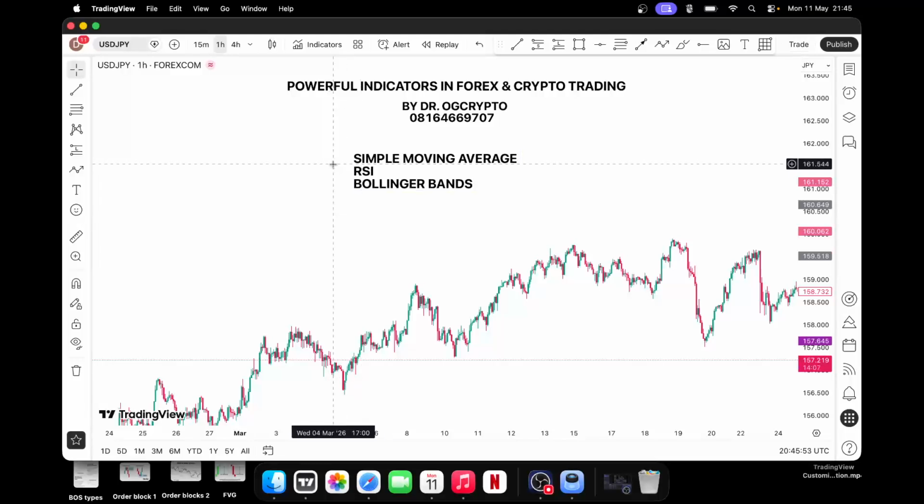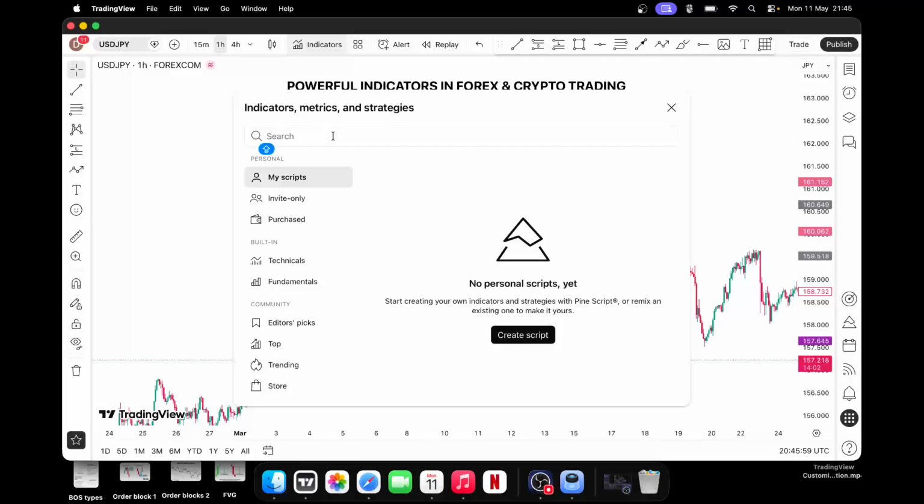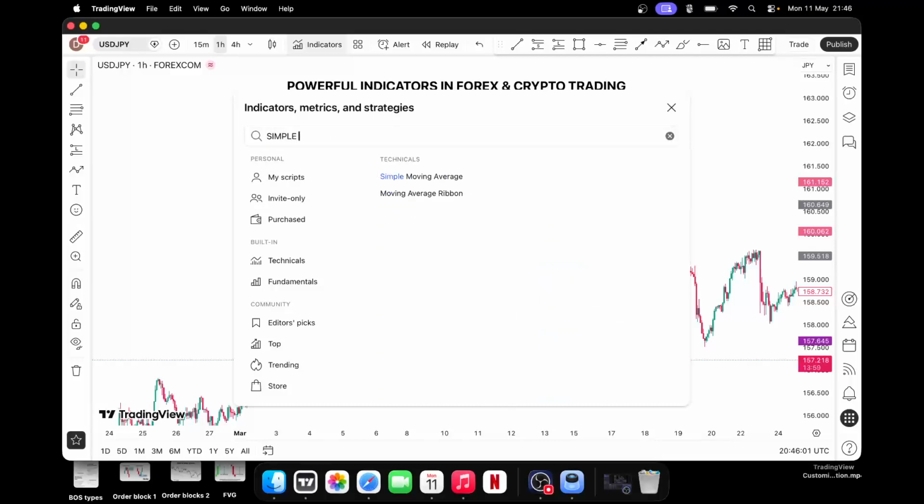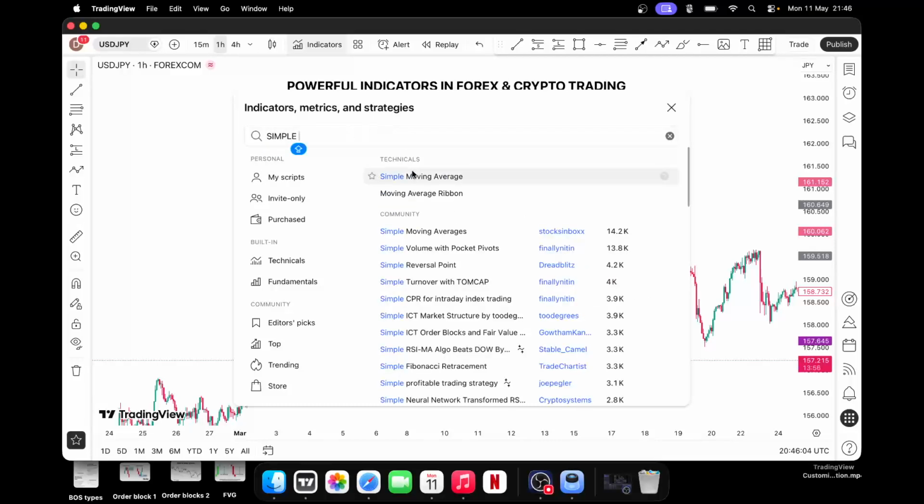So let's take it one after the other. Simple moving average: just go to the indicators section and search for simple moving average. Can you see we have a lot of simple moving averages? Just pick the first one that they recommend for you. When we get to Bollinger Bands, you add it too, and so on. Let's start with simple moving average. What is the importance of this indicator? Let's add it. Once you search for it, just click on it once, and you see it has been added already.